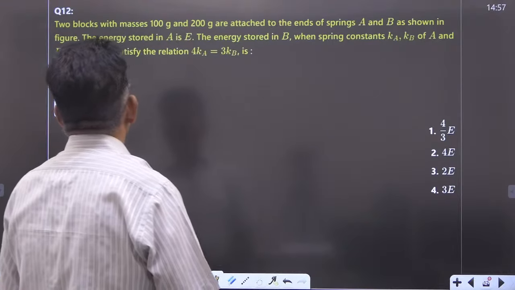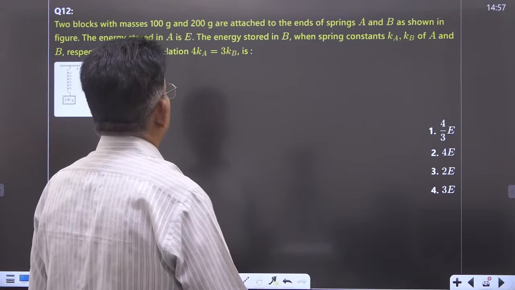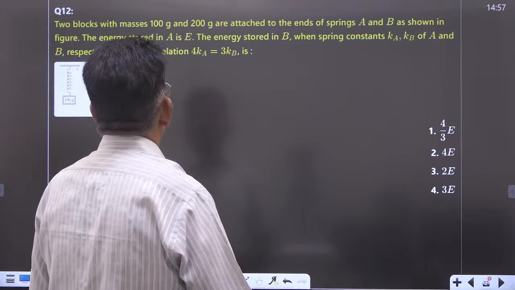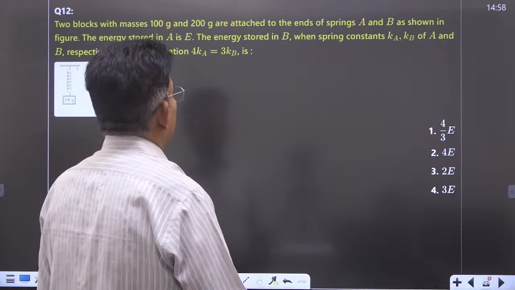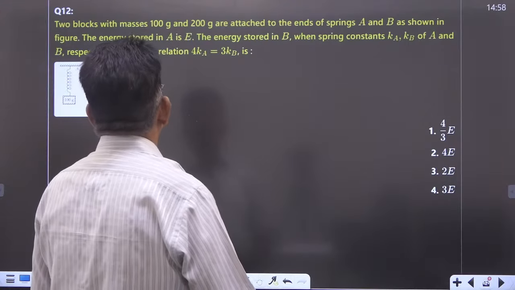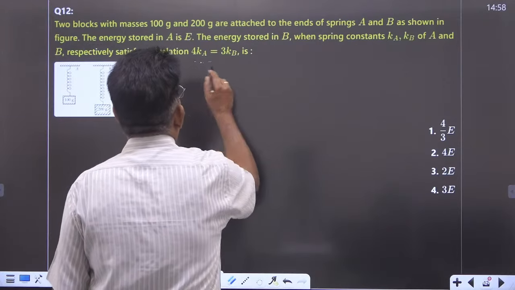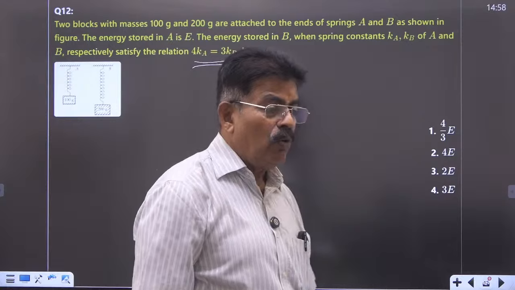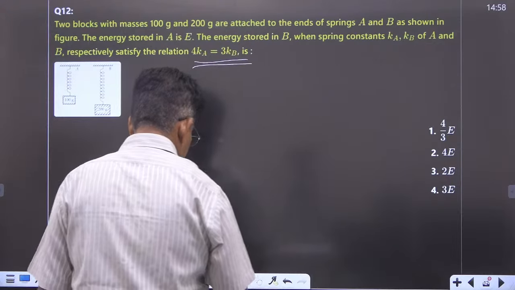Next question. Two blocks of masses 100 gram and 200 gram are attached to the ends of a string ABC in the figure. The energy stored in the spring A is E. Then find the energy stored in B when the spring constants Ka, Kb of A, B respectively satisfy the relation 4 Ka is equal to 3 Kb. Now I want the energy. What is the energy formula?